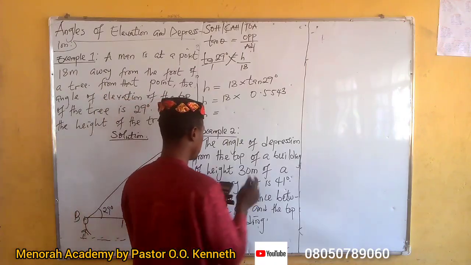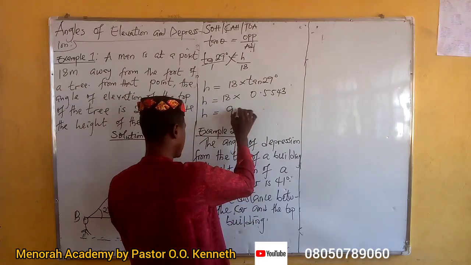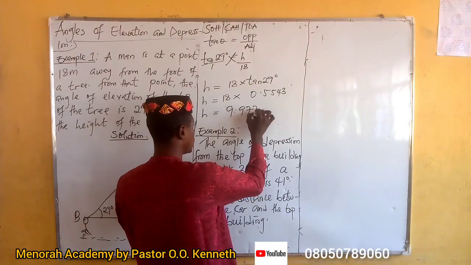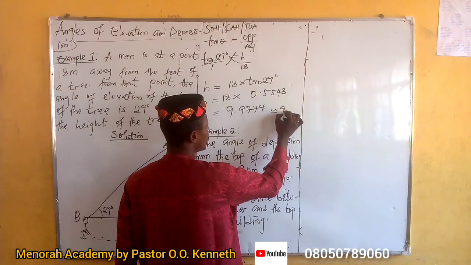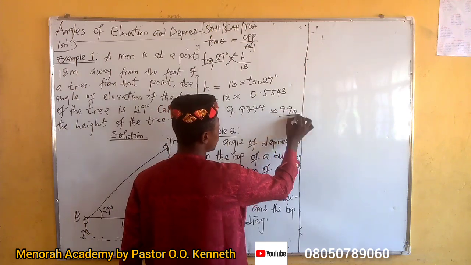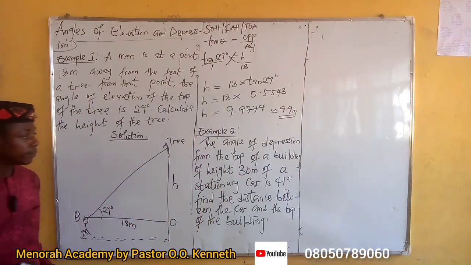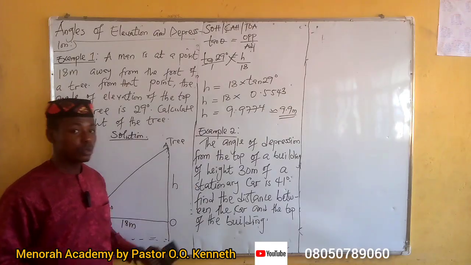43 is going to be equal to 9.9774. So the height approximately is going to be what? 9.9 meters. So this is the height of the tree. Okay? Now question 2, very fast.